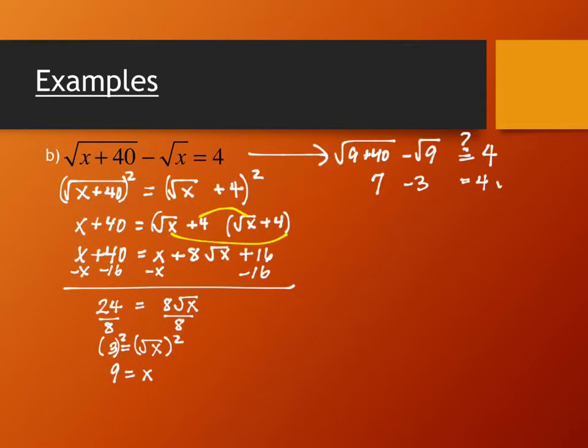Does that actually equal 4? Yes, it does. So my solution actually works. So that's good. I found a solution. If I didn't, I'd just mark it out and say there's no solution. But this one worked, so I actually have the solution of x equals 9. It checks. Any questions on that one? So when you have 2 square roots in the problem, you're going to end up squaring things twice somewhere along the way. All right?